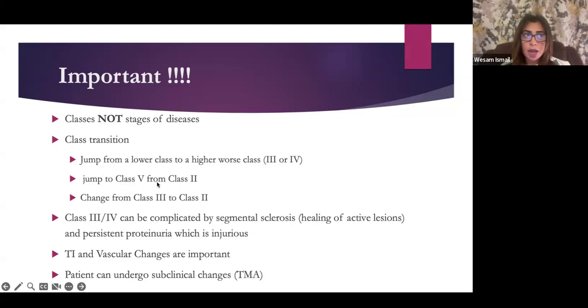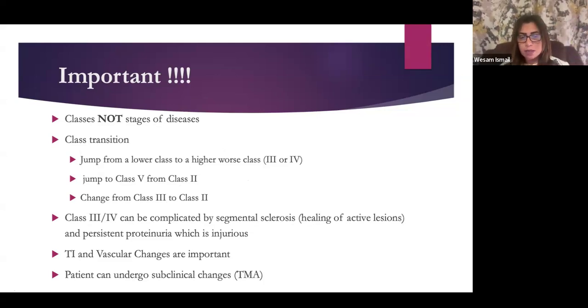Patients can jump directly from class 5 to class 2 without passing through active stages. And patients can change from class 3 to class 2. Class transitions are much more common in lupus than you can imagine, as I'm going to show you now.